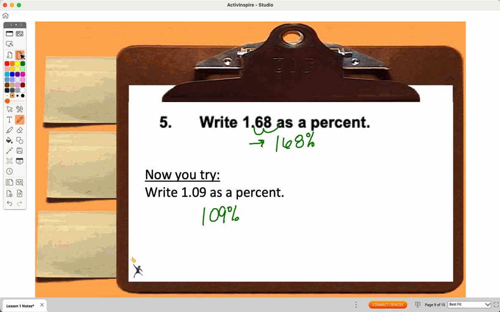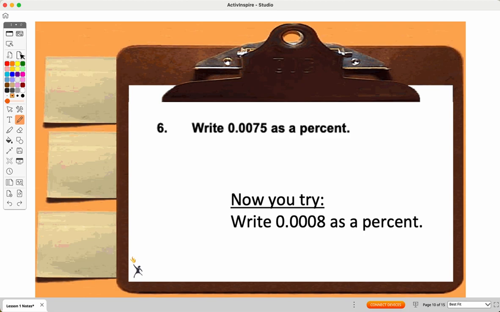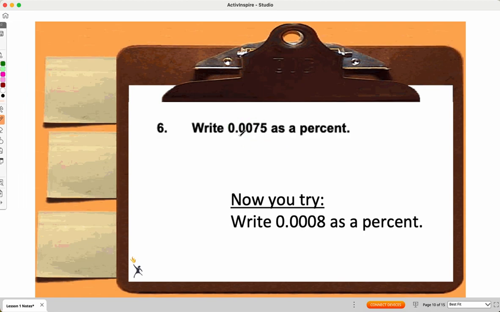All right, let's take a look at another one. Now we've got some really small numbers. We've got 75 10,000ths. So moving it from a decimal like this to a percent is the same as we've been doing the whole time, but it's less than 1. So it's 75 hundredths of 1%. Okay, and try the same thing on this one. All right, this one happens to be 8 hundredths of 1%. It's a really tiny amount.